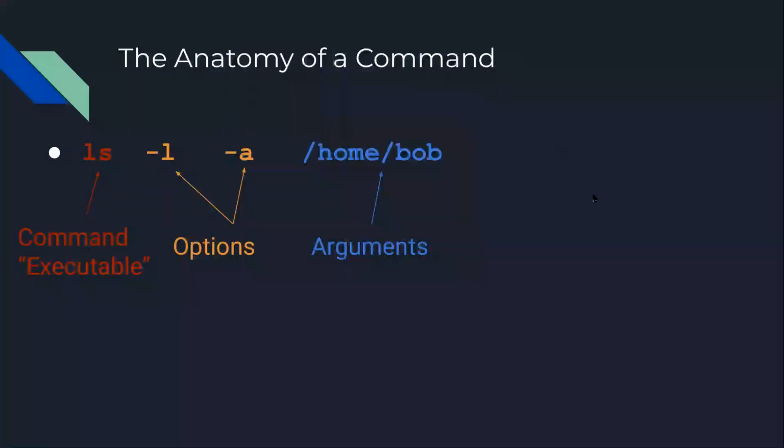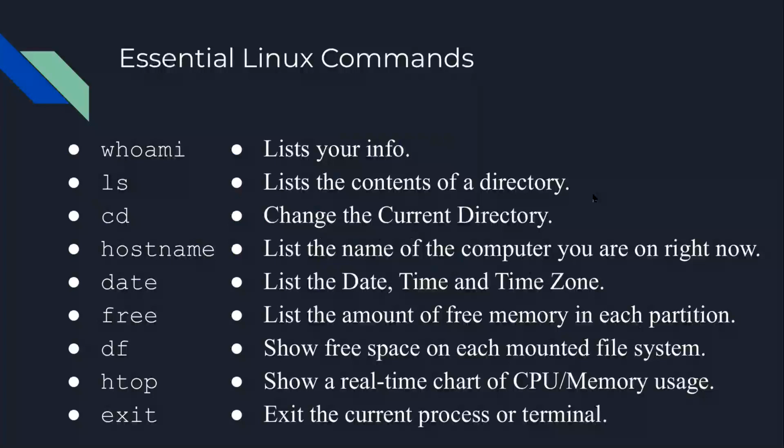Okay. So all of those commands that I just went through are on here. whoami lists your information. ls, like I said, lists the contents of a directory. cd will change the directory you're currently in. hostname will list the name of the computer you're on right now. date will list the date, time, and time zone. free will list the amount of free memory. df will show the free space on each mounted file system. htop will show you a real-time chart of CPU and memory usage. And exit will stop the current process or close the current terminal.